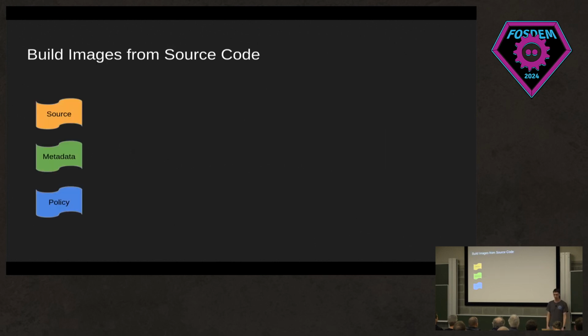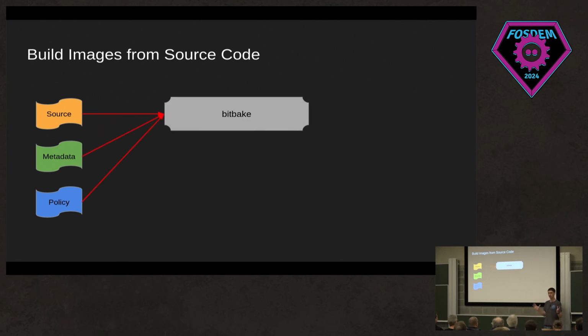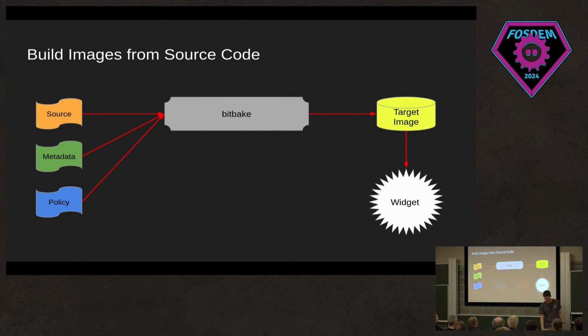So basically, the way that it works is when users want to build something for an embedded system, or not exclusively embedded, but we can do other stuff too, they basically have source code that they want to use. They have some metadata that says how to build that source code. They've got some policy information. And they shovel this all into this magical tool we call BitBake that does a whole bunch of stuff for them, compiles things, configures things like that. It spits out this thing we call a target image. You put that on your widget and profit, right?